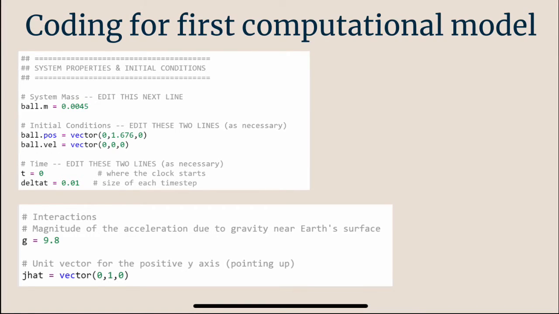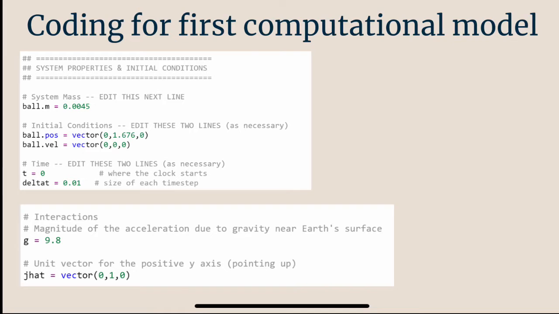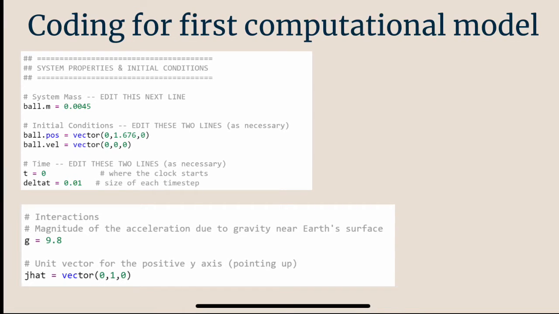Also, gravity had to be defined as 9.8 meters per second squared because we are dealing with a force acting on our system, which is the weight force, which is mass times gravity. And then the j-hat vector was defined as (0, 1, 0) as a unit vector for the positive y-axis.